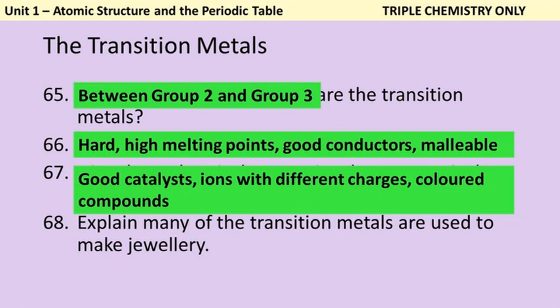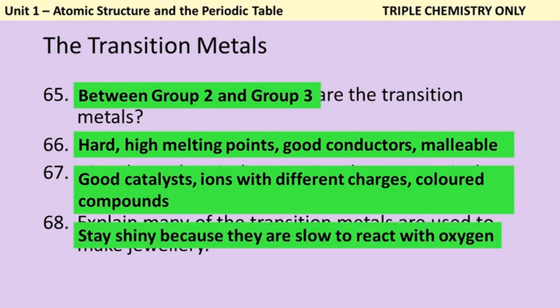The transition metals also form compounds with specific colours, so for instance, anything with iron 3+ ions in it has a sort of orangey brown colour like rust, whereas iron 2+ ions give a dark green colour. Lots of transition metals are used to make jewellery, like silver, gold, platinum, copper, and the reason for that is because they're much less reactive than, say, your group 1 alkali metals. So they don't react with the oxygen in the atmosphere very quickly, and that means they stay shiny for longer.